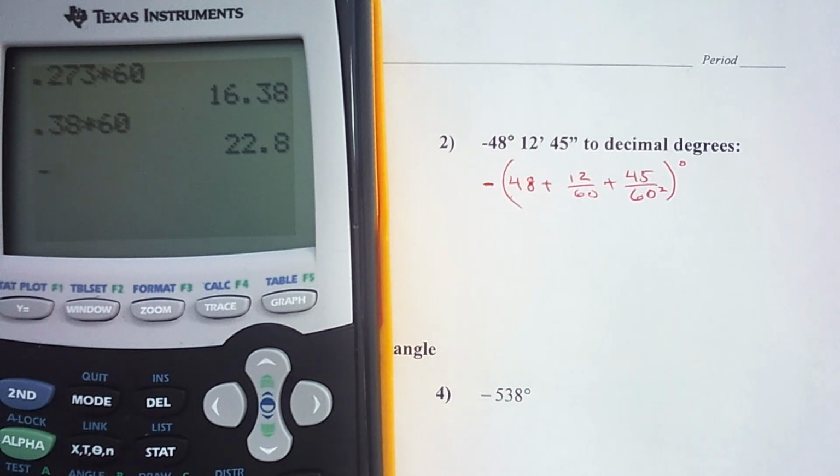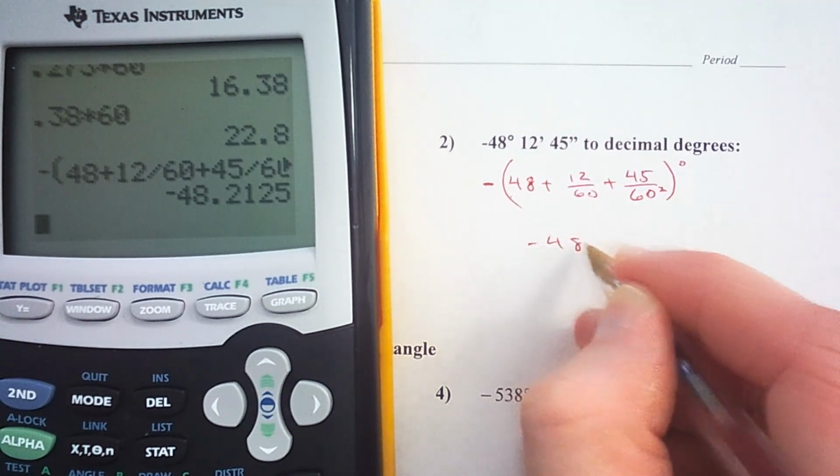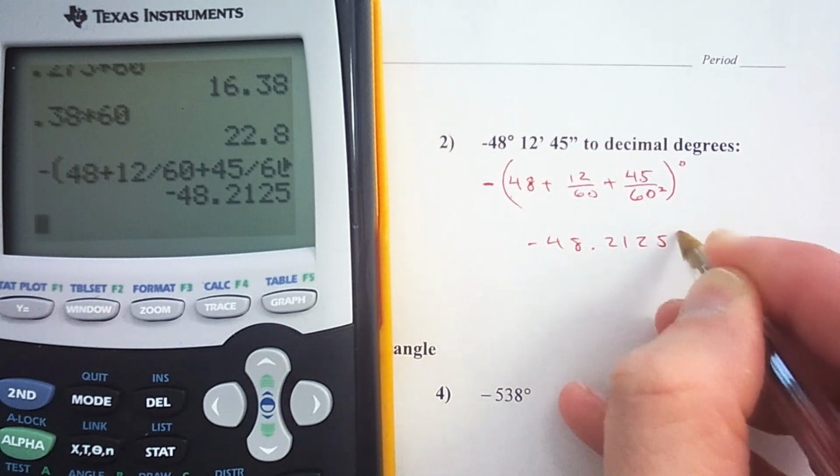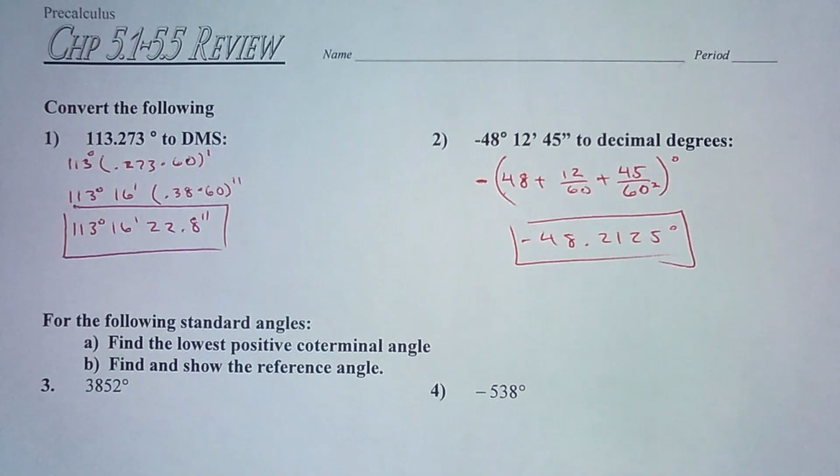Okay, so negative, and then our parentheses, 48 plus 12 over 60 plus 45 over 60 squared, negative 48.2125 degrees, and there it is in decimal degrees.